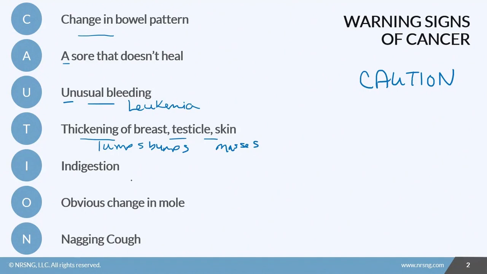I stands for indigestion, especially if it's persistent. Now, of course, we want to rule out any kind of cardiac source first, but that is something that could be a warning sign. O stands for obvious change in mole. Now, in the skin cancer lesson, we're going to talk in more detail about how to determine if a mole might be malignant. And then finally, N stands for a nagging cough.